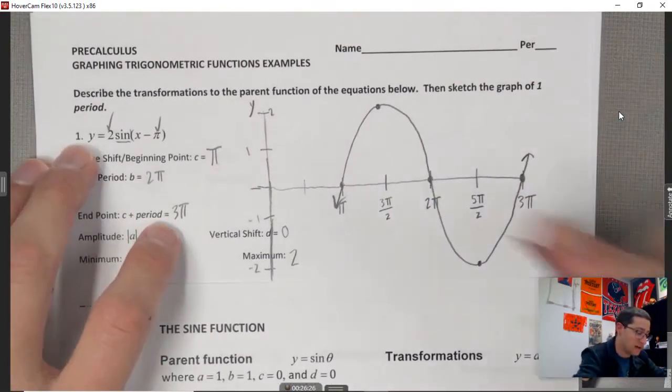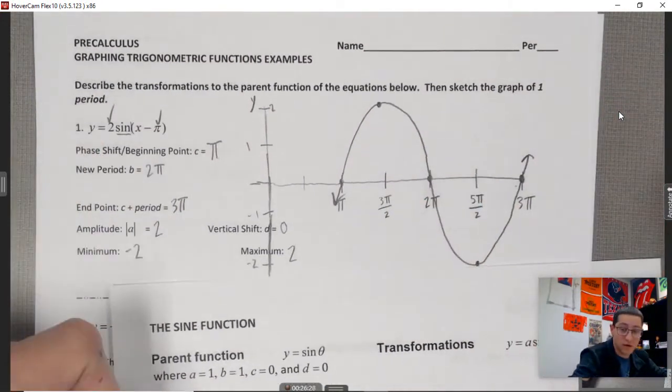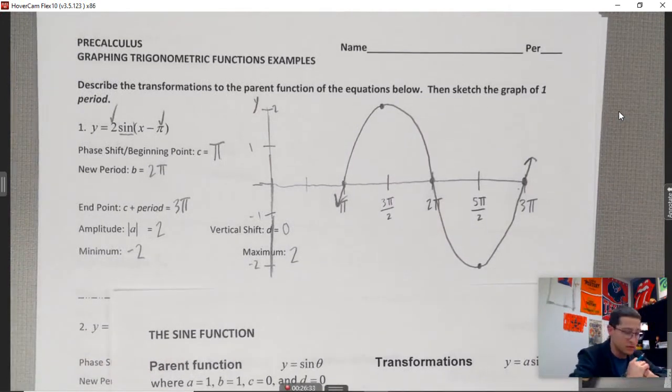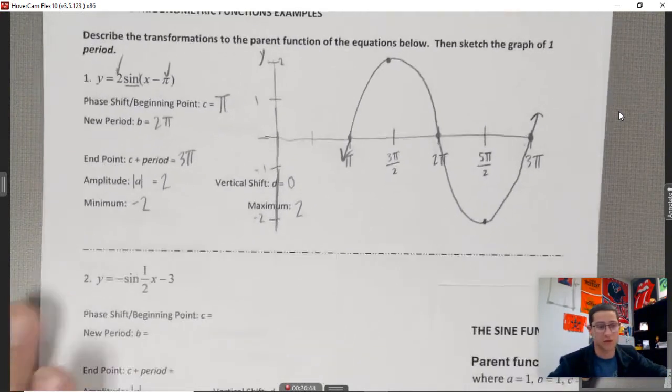Like if it's sine, you're going to have 0, 0, 0, unless you were to shift it up or something like that, and we'll get there. We'll see what that looks like. And then you're going to apply your amplitude, and then if you have a reflection, you use the reflection. Okay, but let's do some more examples.